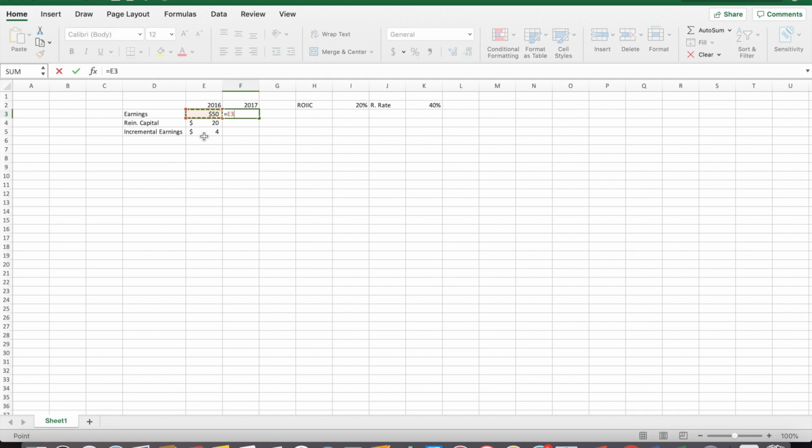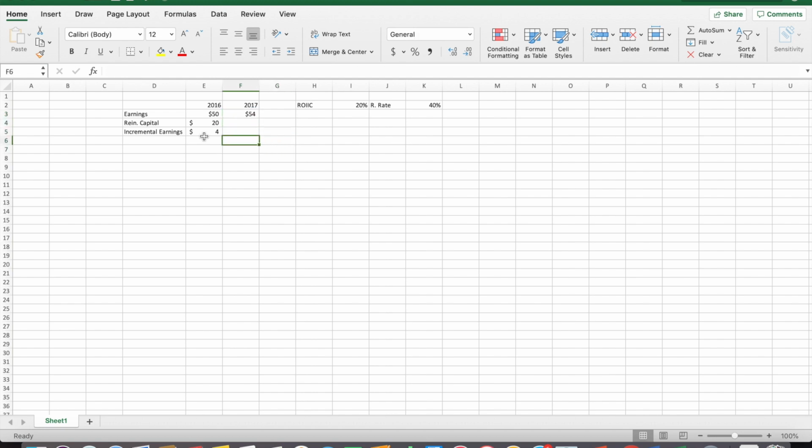So our business had already had $50 million of earnings from the capital that it already had. It deployed $20 million of additional capital, which generated a 20% return on that incremental invested capital, which means it generated $4 million for the year. So in 2017, our business earned $54 million, right? And so what is the growth rate on that, right?